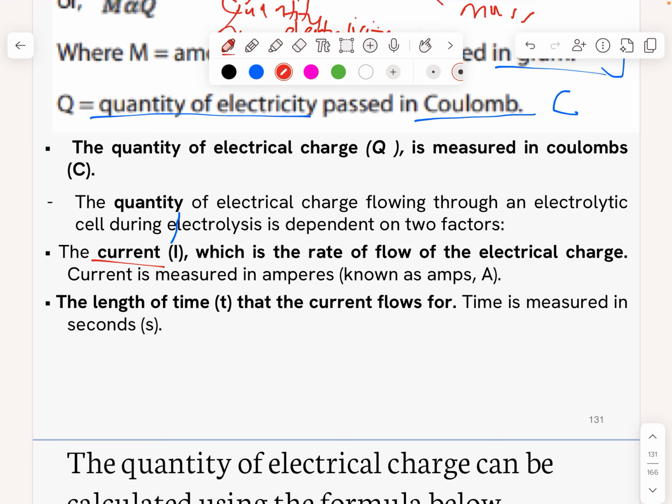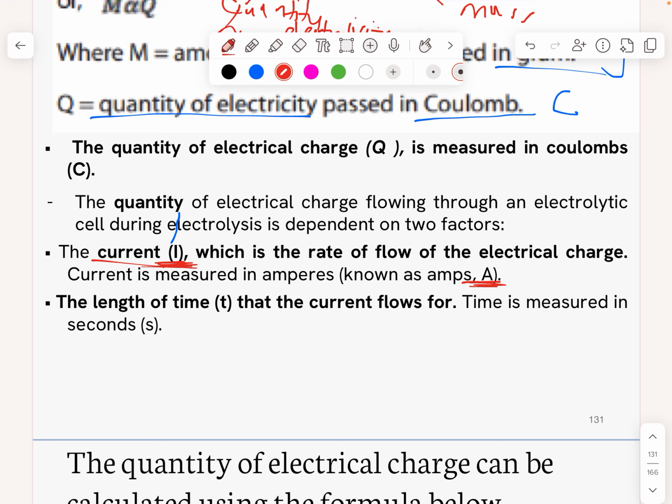You might see the capital I being used. We use that for current. However, the unit for current is measured in amperes. So you're going to see the capital A. That's a good way for you to identify whether current is present or not.